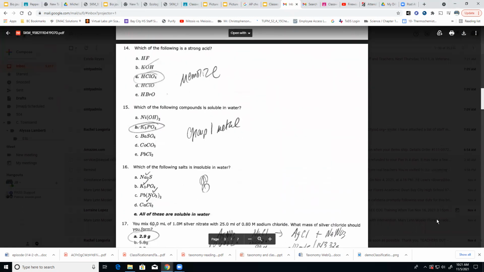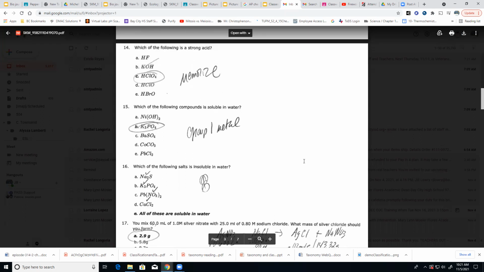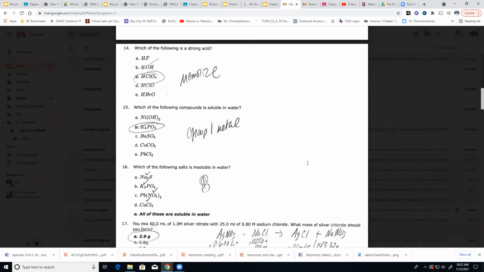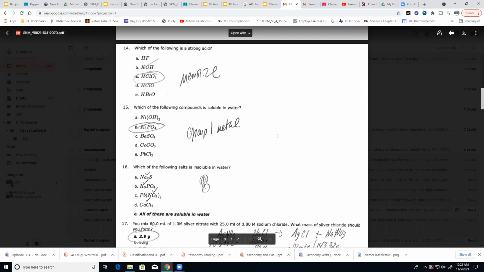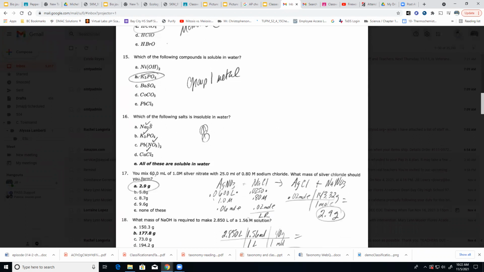And then we did a couple of things that were just memorization. Which of the following compounds are soluble in water? Basically, you should have been able to get rid of a lot of them. Or which one is soluble in water? That one should have been pretty easy because it's the potassium, group 1. For insoluble, you would be able to get rid of the top 3 very easily. And then the other one should have been on your solubility chart, which you had access to.